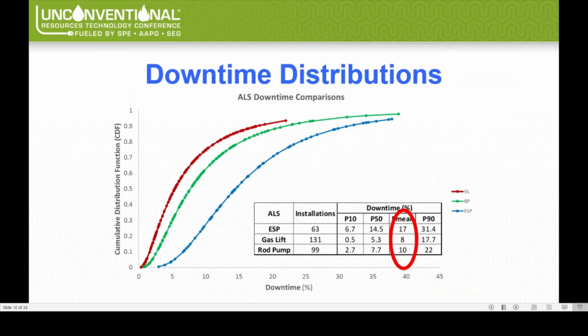Here are the downtime distributions that I talked about before, and it's also mentioned in the paper as well. In the downtime distributions, you'll notice that ESP is represented in the blue, gas lift is represented in the red, and rod pump is represented in the green. Gas lift has the most narrow range of downtime distributions, and ESPs have the largest range of downtime distributions, and you're looking at the mean of about 17% for ESPs, 8% for gas lift, and 10% for rod pump.